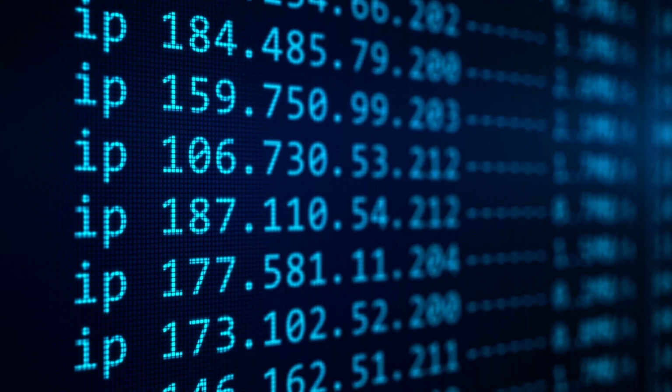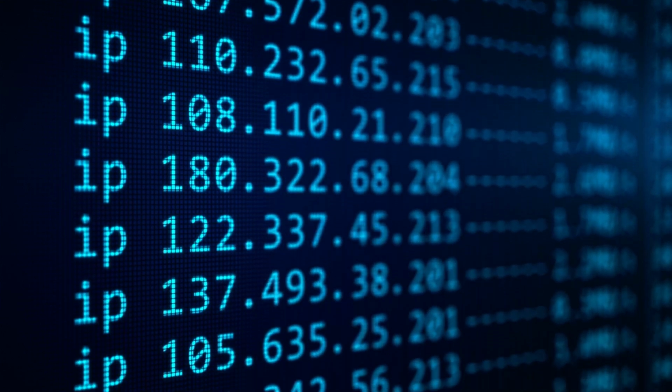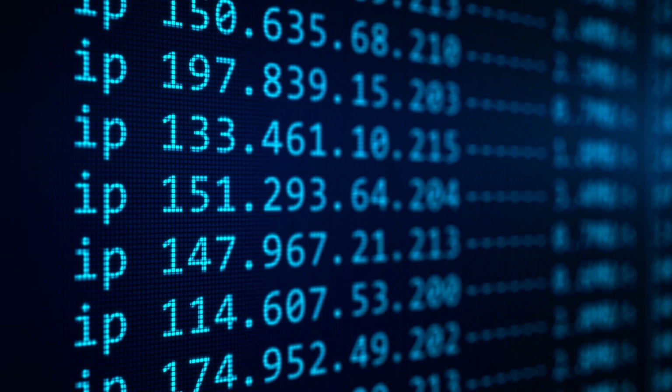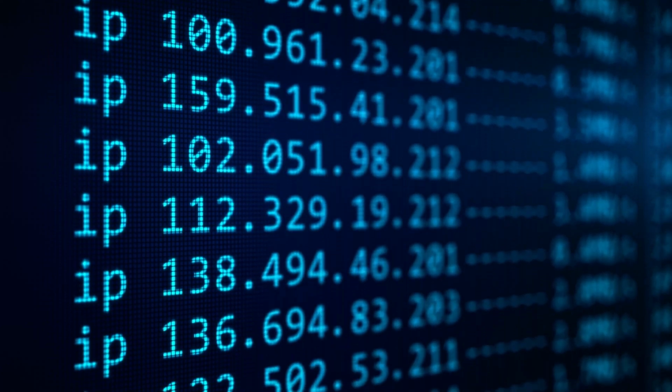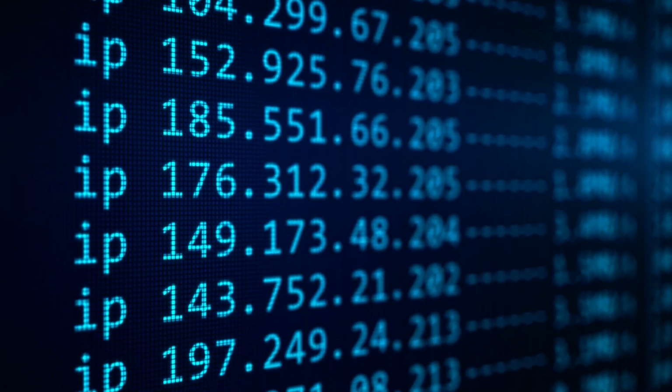Class A addresses are allocated to very large organizations and ISPs, Internet Service Providers. They provide a massive number of host addresses within a single network.